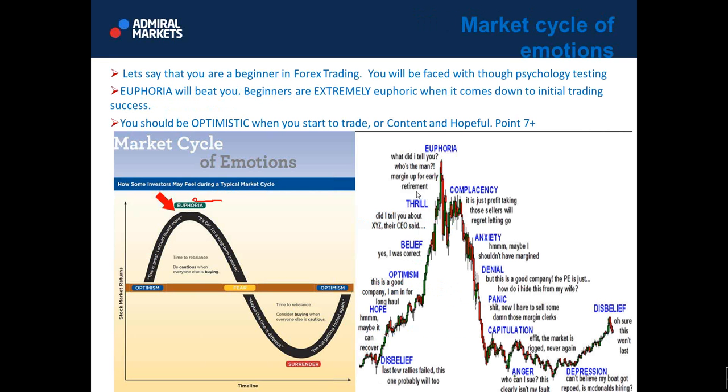Don't let thrill and euphoria overwhelm you because you will be sucked into a downward spiral. Be calm, always use a stop loss, and be realistic in your expectations.